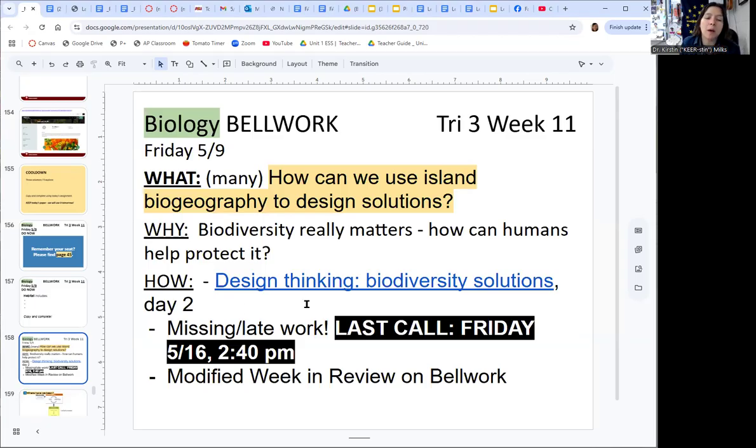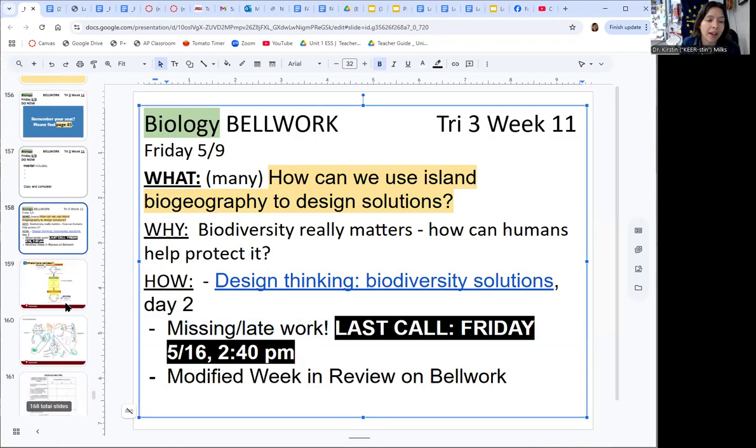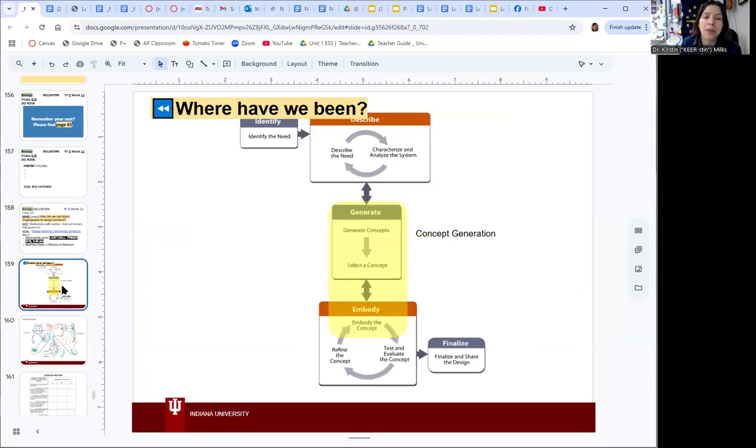So today we're going to think about finishing that design thinking worksheet because biodiversity really matters and we're thinking about protecting it. Just a reminder about missing and late work. We did a little bit of that today. The last call is next Friday at 2:40 p.m. No new papers today. We're still going to work through this design thinking assignment.